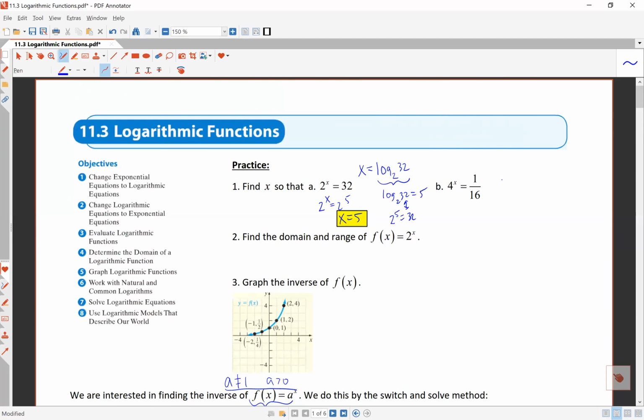Letter B says 4 to the x equals 1/16. The left side is base 4. The right side is base 4 as well if I use a -2, giving us x is equal to -2. So in terms of an exponential statement, x is -2, but in terms of a logarithmic statement, x is the exponent on my base 4 to get 1/16, and we just said that that exponent is -2. So the log base 4 of 1/16 is -2.